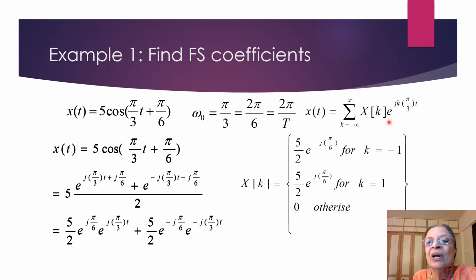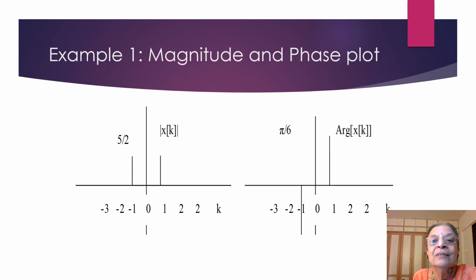So if I want to write the Fourier series using the exponential terms, how do I write? This is the corresponding constant for k equal to minus 1, this is for k equal to 1, and at the center, that is at the DC value, it is 0. So how do I represent it as the magnitude and phase plot?